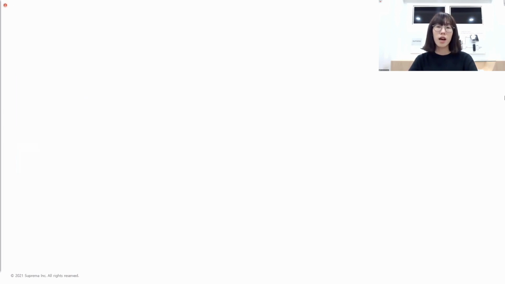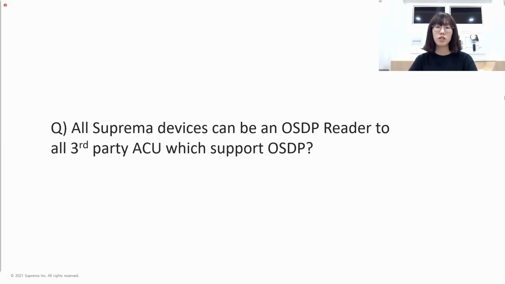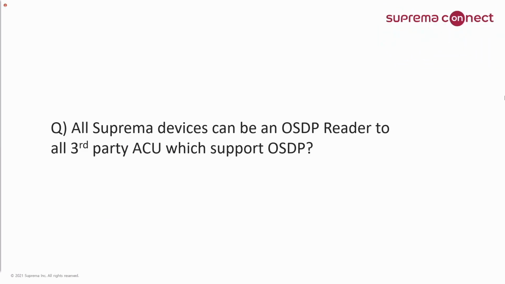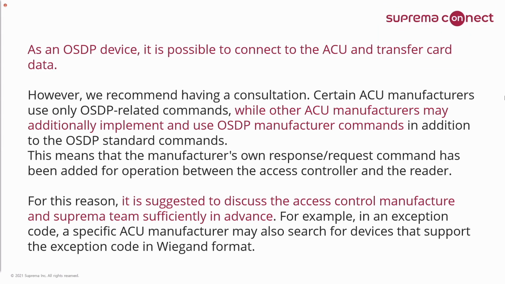So far, I have introduced the functions of how Suprema devices can be used as an OSDP leader. Then you might want to ask the following question. Can all Suprema devices be an OSDP leader to all third-party access control panels which support OSDP? As an OSDP device, it is possible to connect to the access control panel and transfer card data.